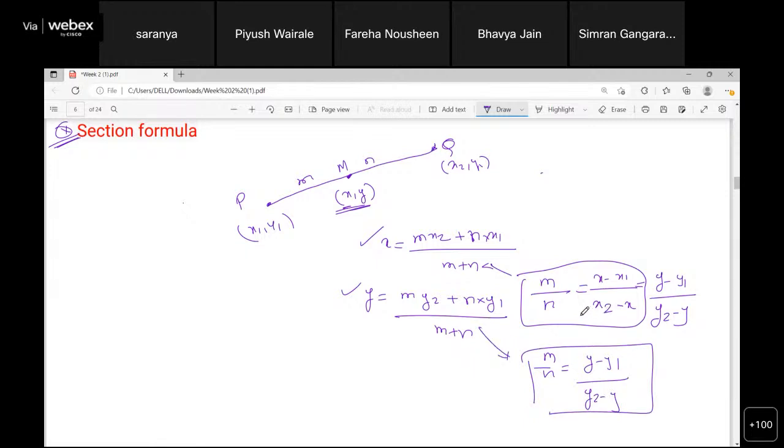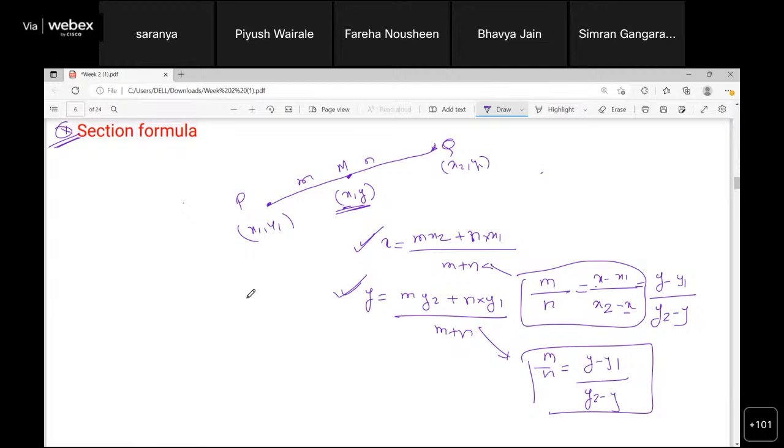Just note it down. It is the section formula. If you are given the ratio directly, you can simply put it in this and find out the value of x and y. Either you can use this formula, the general formula, which is easy to remember. Both the things are correct.